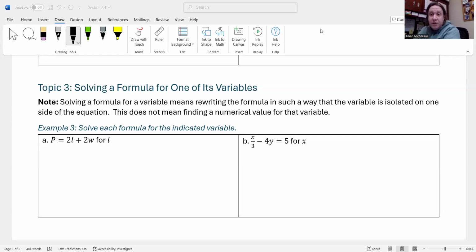Another aspect of dealing with formulas is potentially needing to solve a formula for one of its variables. Remember, a formula is just an equation that has two or more variables. Those variables have some kind of real world application and they're related to each other. So there are times where solving the formula for one of the variables is going to be powerful.